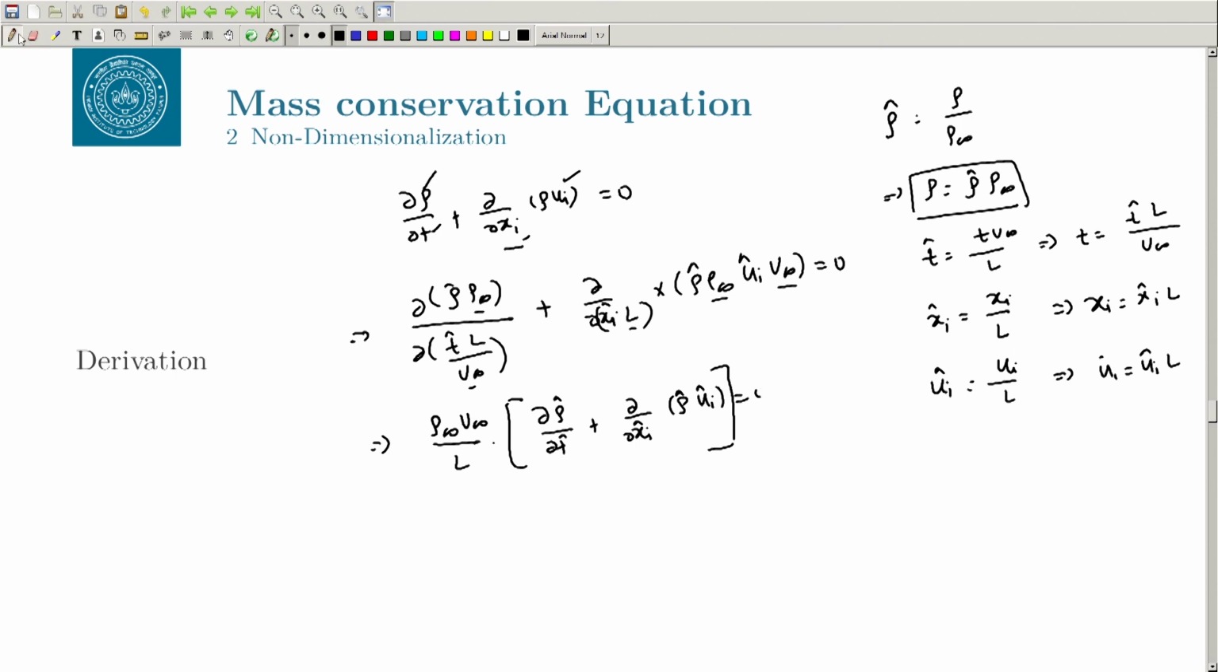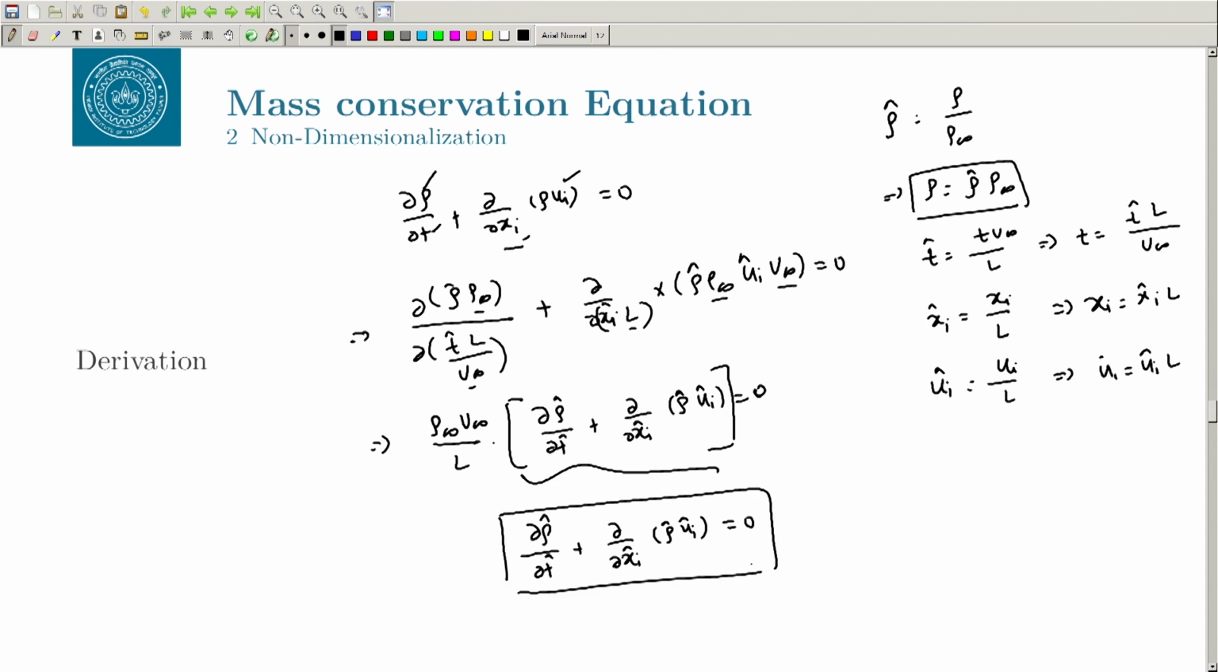Now, of course, rho infinity u infinity by L cannot be 0. So, then you get your non-dimensional equation for the mass conservation, which is ∂rho/∂t plus ∂/∂x_i hat of (rho hat u_i hat) equal to 0, right. Now you can compare this, your dimensional equation, where everything has a unit: rho is kg per meter cube, t is in seconds, u is in meter per second, x is in L, and this is your non-dimensional equation.